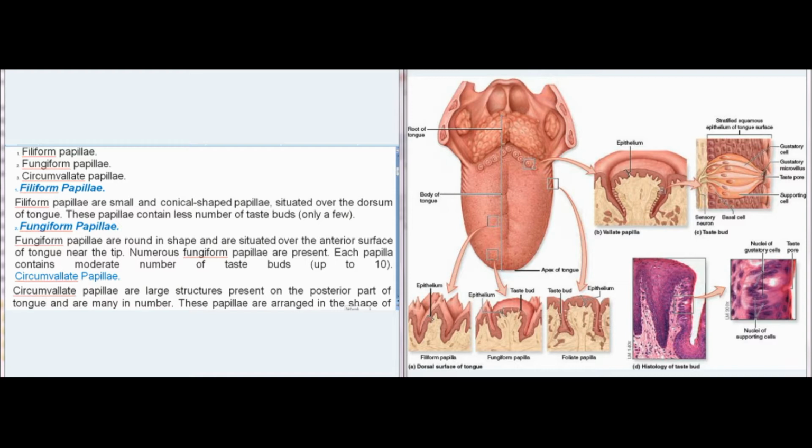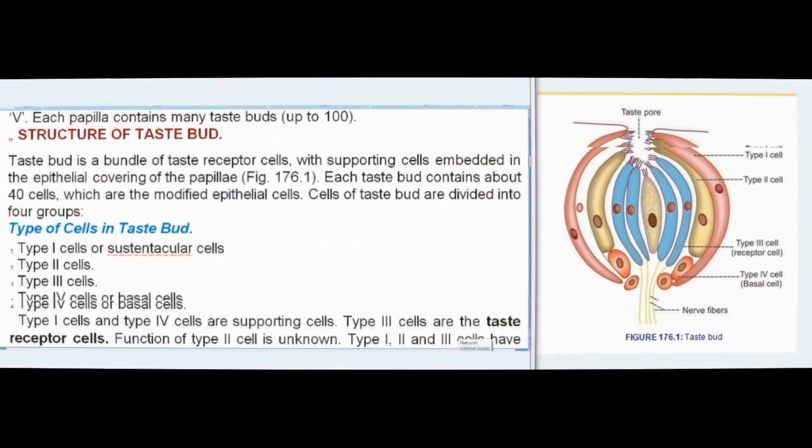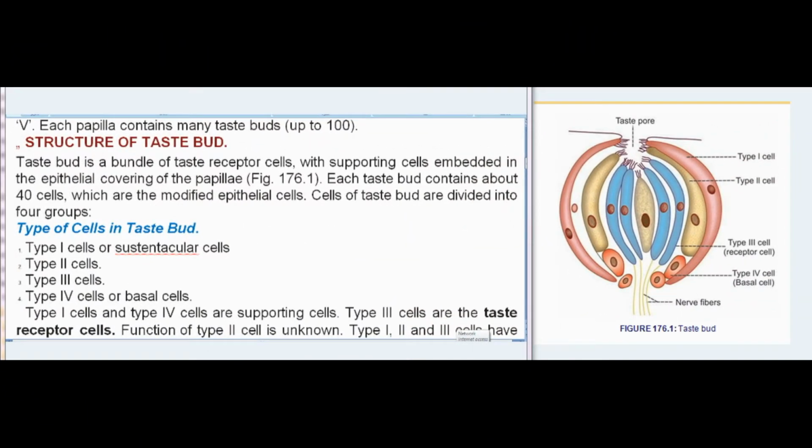Fungiform papillae. Fungiform papillae are round in shape and are situated over the anterior surface of tongue near the tip. Numerous fungiform papillae are present. Each papilla contains moderate number of taste buds, up to 10. Circumvallate papillae. Circumvallate papillae are large structures present on the posterior part of tongue and are many in number. These papillae are arranged in the shape of V. Each papilla contains many taste buds, up to 100.